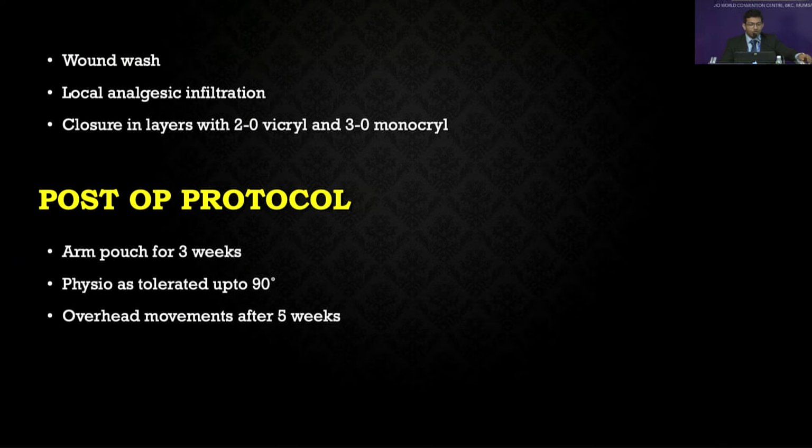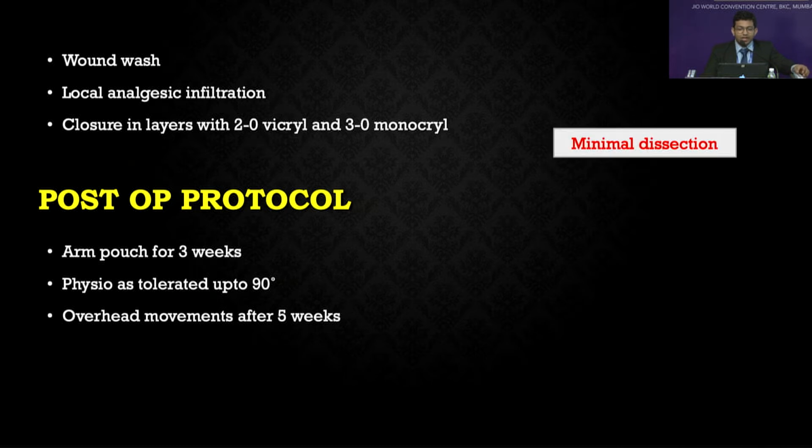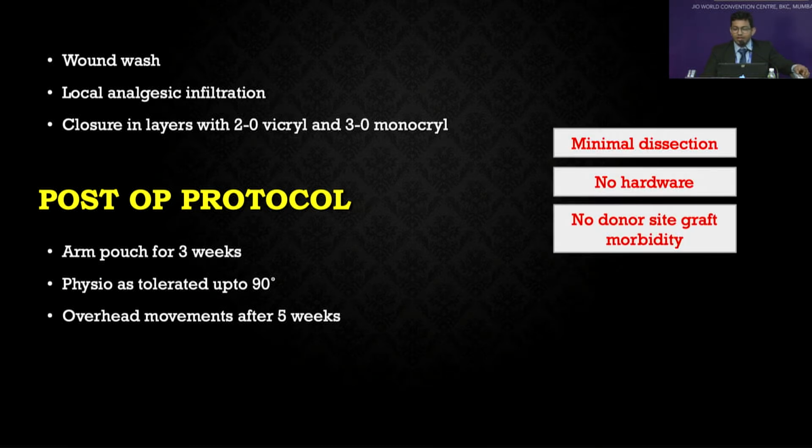After a satisfactory job, we give a wound wash and a local analgesic infiltration for post-op pain relief. The post-op protocol is that we protect the patient in an arm pouch for about 3 weeks, then we start physiotherapy, and overhead movements are allowed after 5 weeks. With this technique, we achieve minimal dissection, no hardware, and thus no donor site graft morbidity.